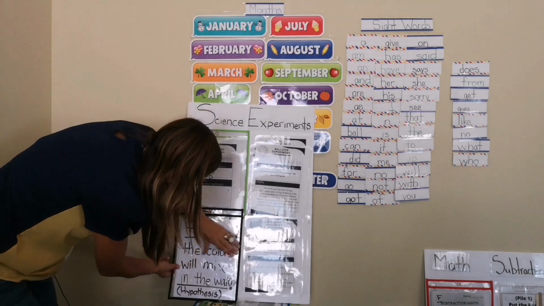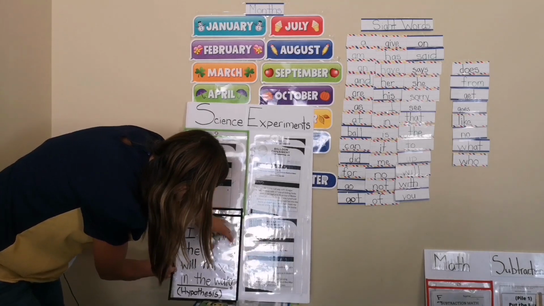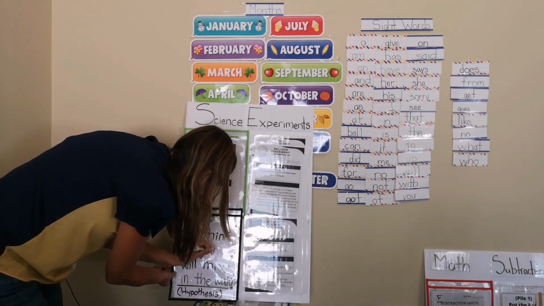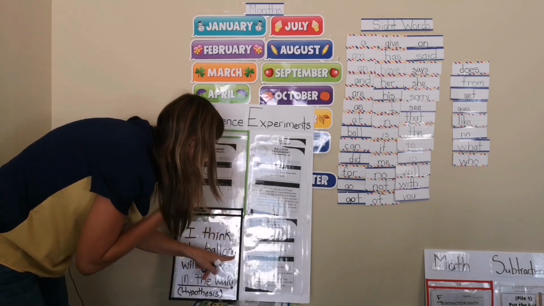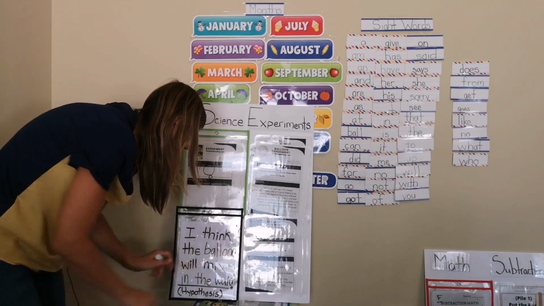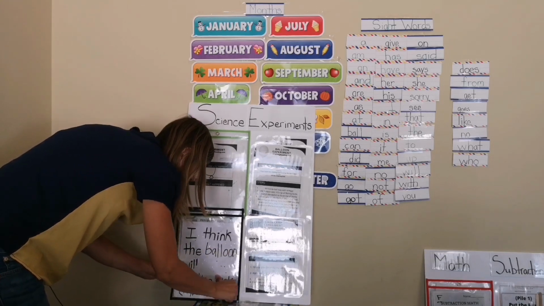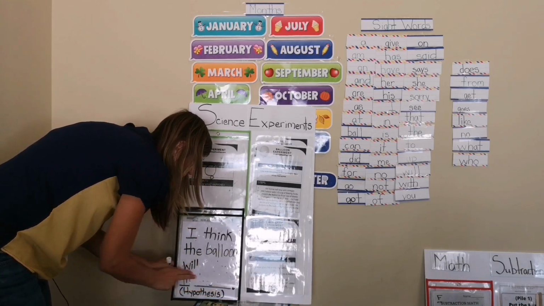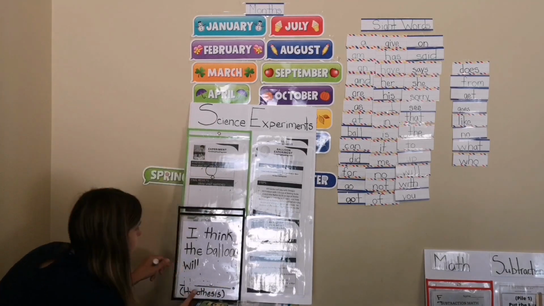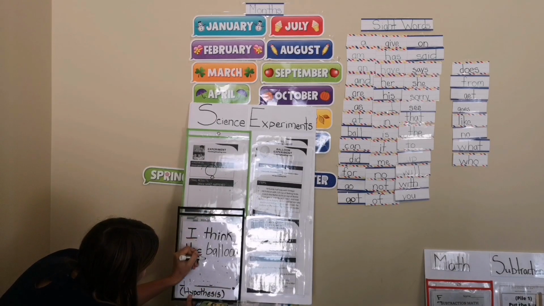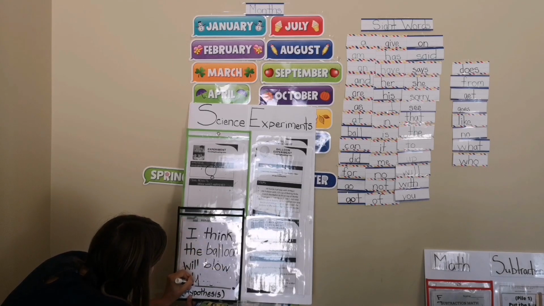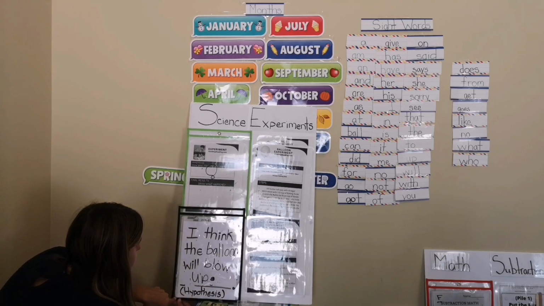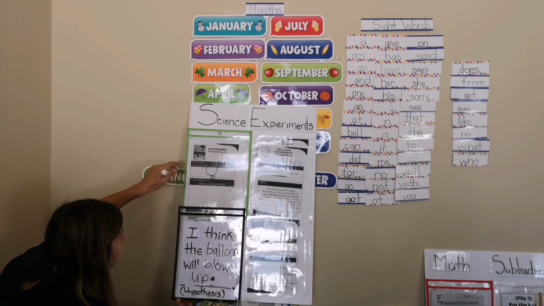I think the balloon, I ran out of room. The balloon will, and I put my answer. What do I think the balloon will do is my hypothesis. I think my balloon will blow up. And end it with a period. So you can write your hypothesis in a sentence or you can draw a picture.